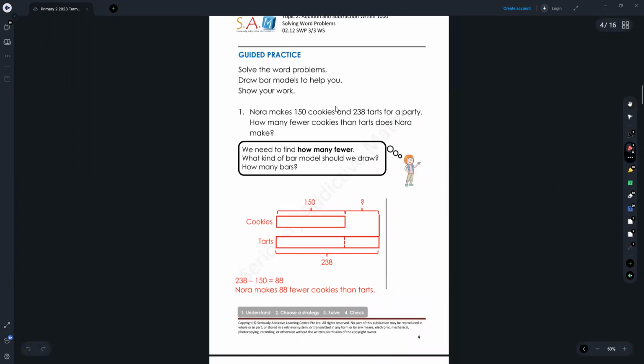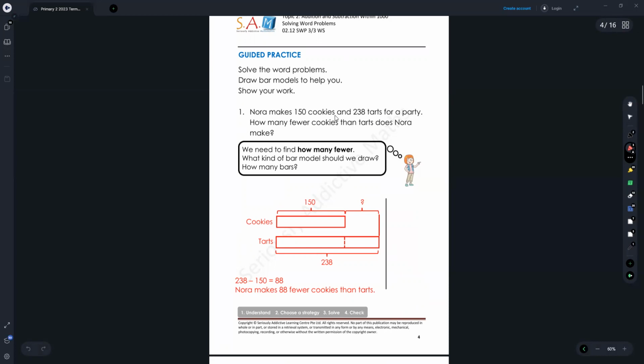Okay, so let's start with the first question. Nora makes 150 cookies and 238 tarts for a party. How many fewer cookies than tarts does Nora make? To draw the bar model, one thing to ask students is, what kind of bar model should you draw? Do you draw a single bar, which is the part-whole model, or do you draw two bars, or sometimes they call it the stack model, the comparison model?